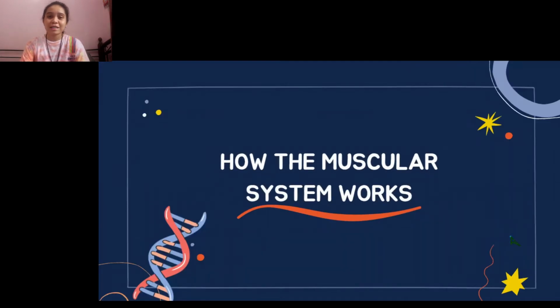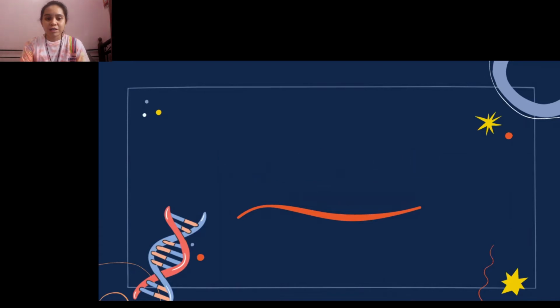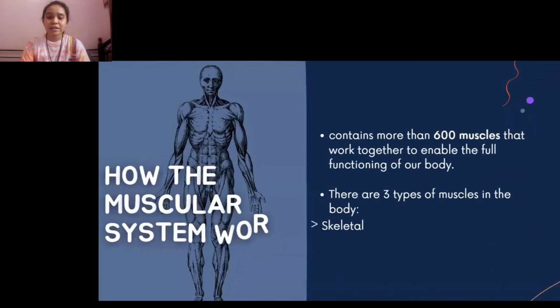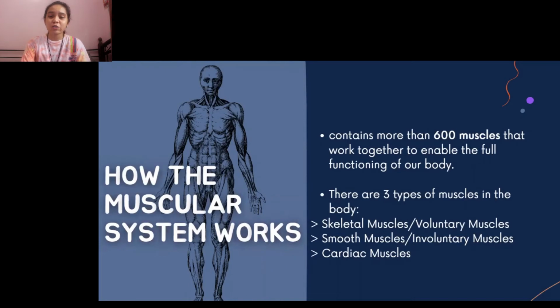How the muscular system works. Our muscular system contains more than 600 muscles that work together to enable the full functioning of our body. There are three types of muscles in the body: skeletal muscles or voluntary muscles, smooth muscles or involuntary muscles, and lastly cardiac muscles.